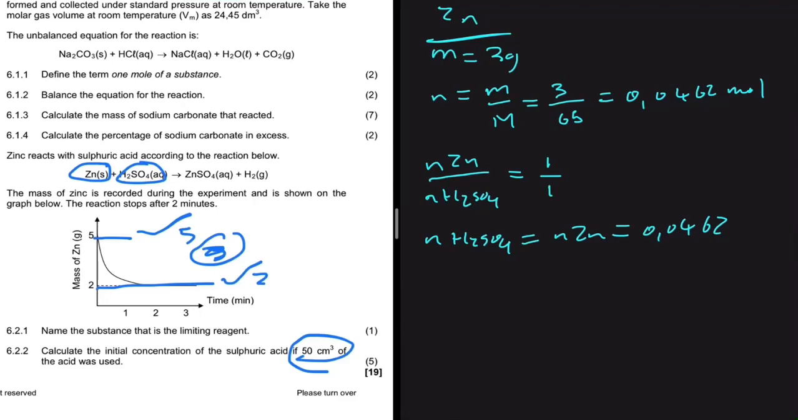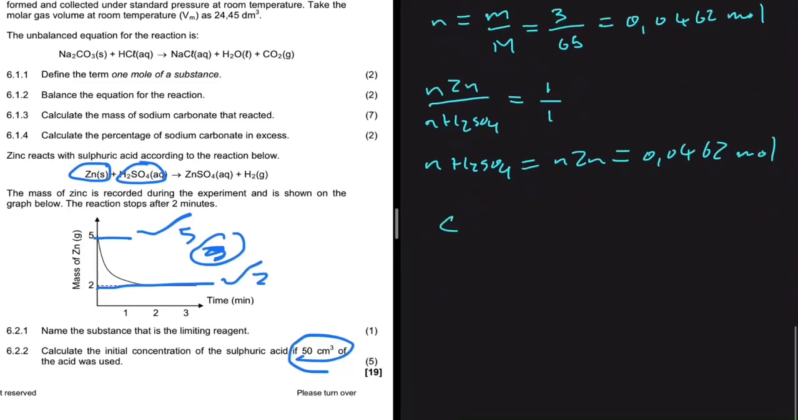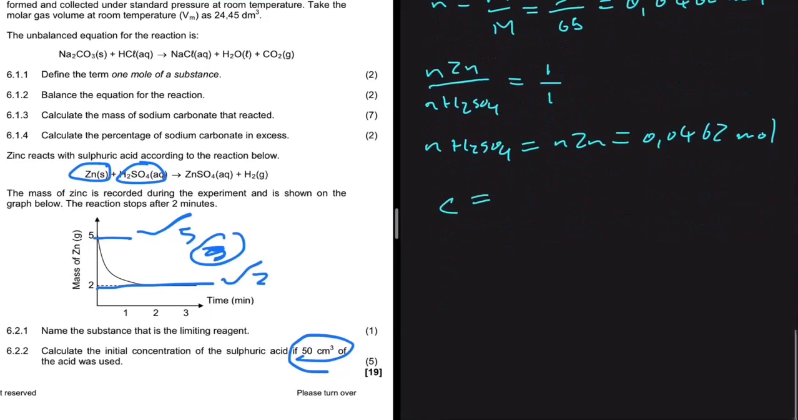But yeah, stories. So now the number of moles of H2SO4 is that, right? And then now we can find the concentration. That's what the question is asking us to do. Concentration is equal to number of moles divided by volume.